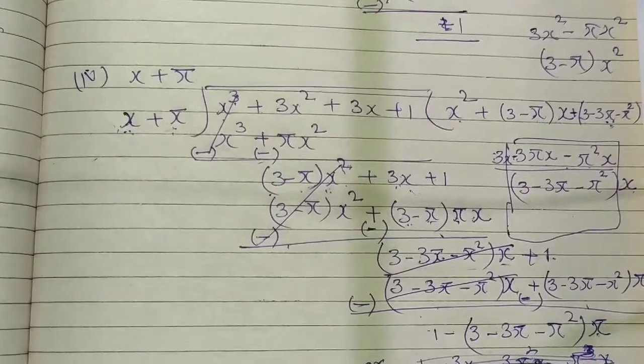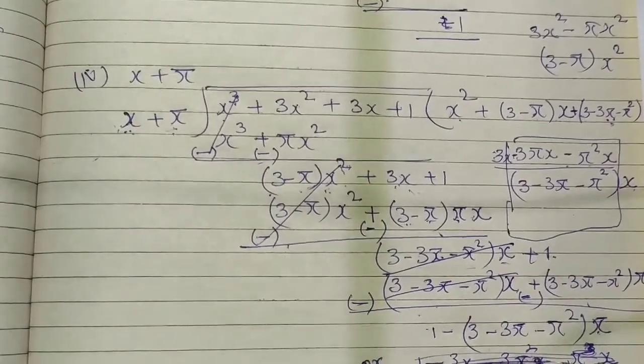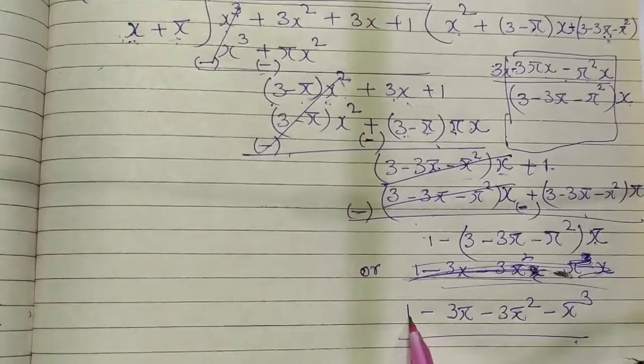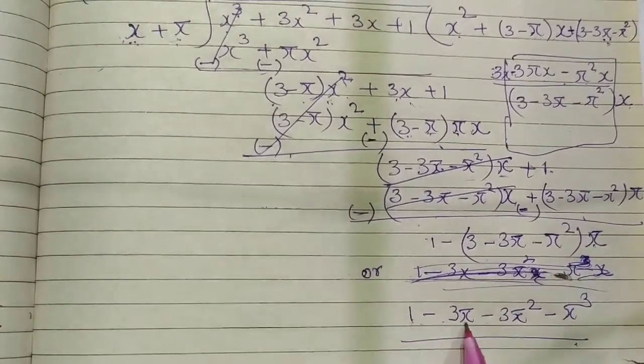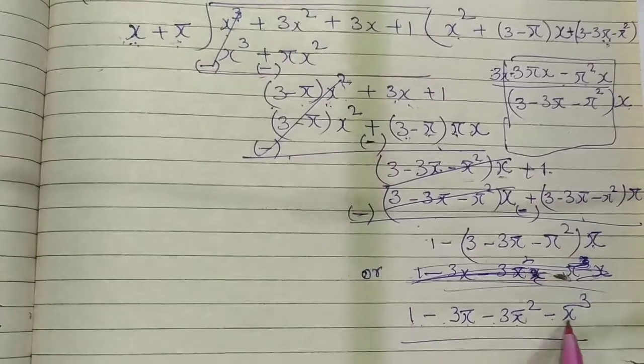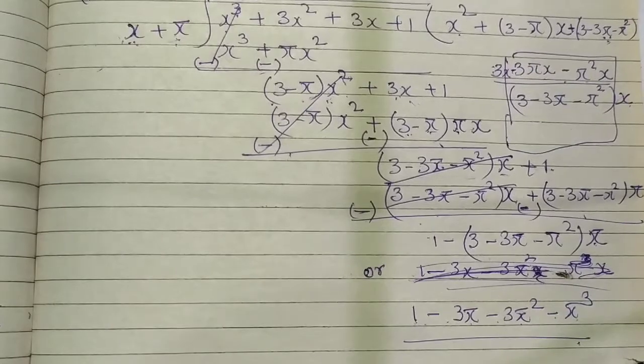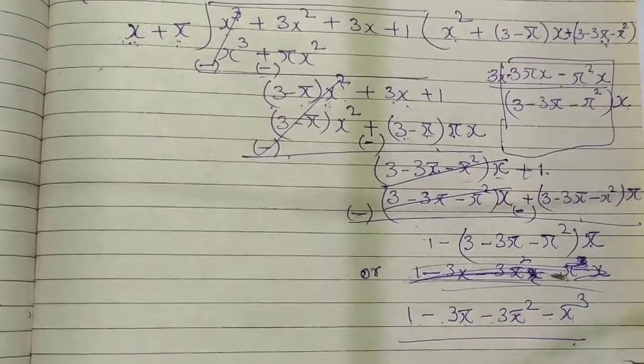It's okay. So this is the remainder, right? So you can write the statement here. Okay, now this one is visible: 1 minus 3 pi minus 3 pi square minus pi cube. You can write the statement here that the remainder is this. Fine.